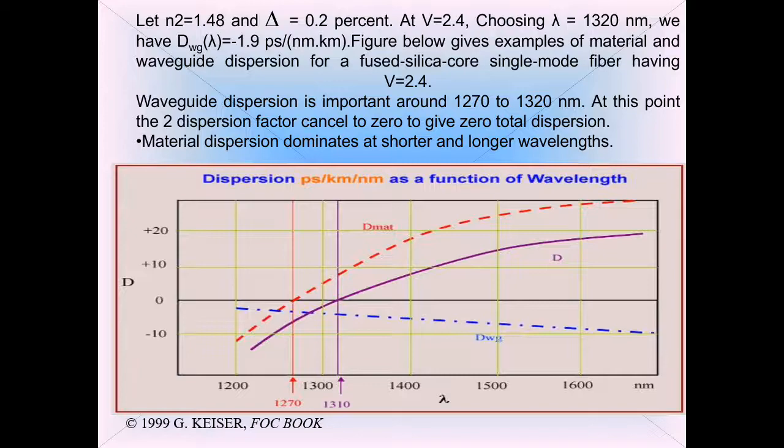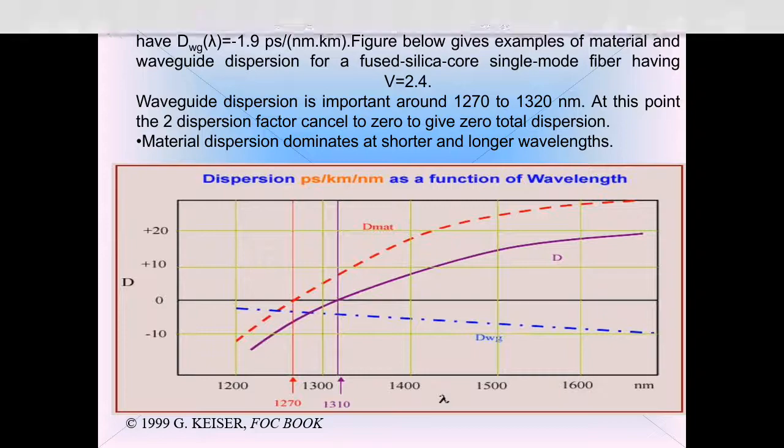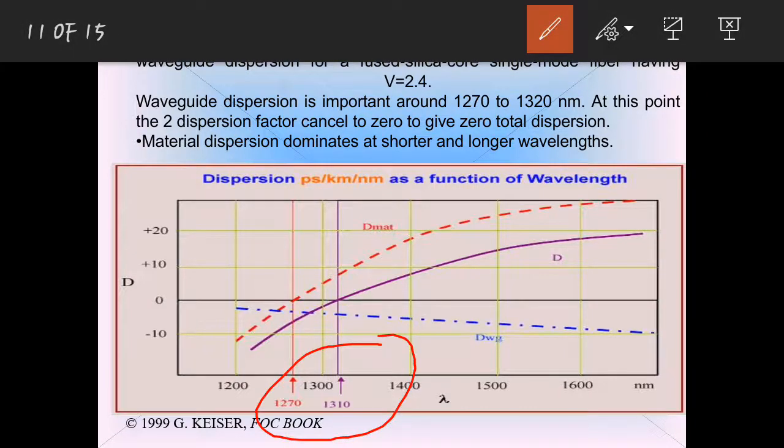So waveguide dispersion is very important to be chosen with this wavelength. Once you have the spectral wavelength chosen between 1270 and 1320, the dispersion parameters cancel each other. There is no waveguide dispersion. Material dispersion and waveguide dispersion cancel each other to produce a zero total dispersion loss. So that particular optical wavelength is going to be from 1270 to 1320 nanometer.